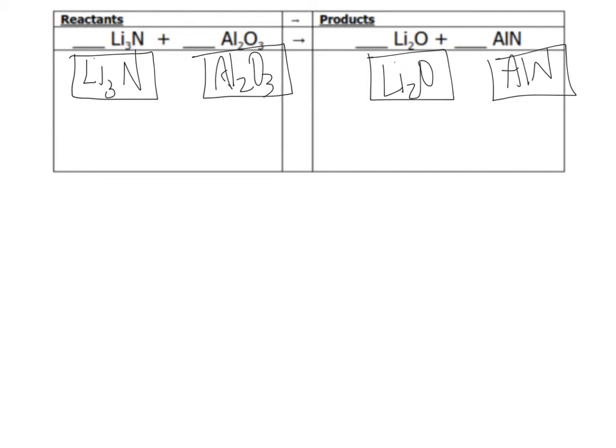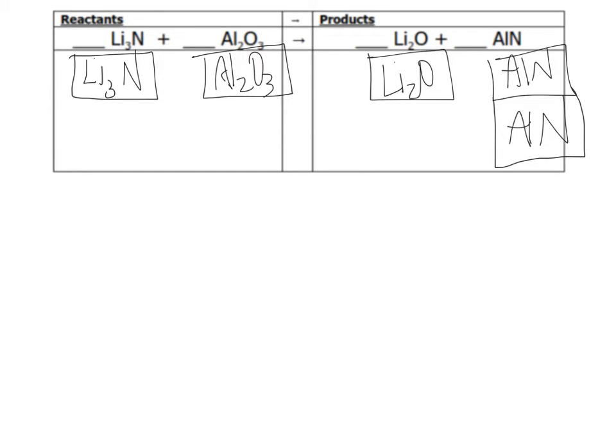It doesn't really matter where you start. It'll all work out, but I'm just going to start with my first. I'll start with Al. I've got 2 and 1. So I'm going to go over to my product side because that's where I only have 1. And I'm going to add another box of AlN, which puts me at 2 and 2. So Al, I've fixed Al.